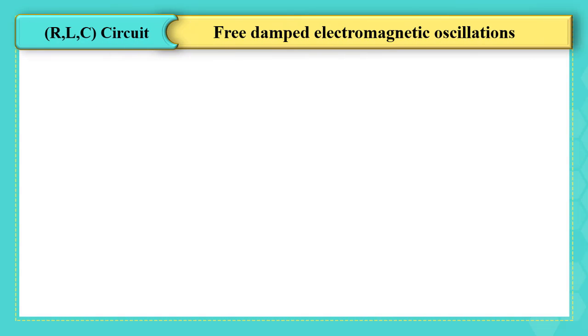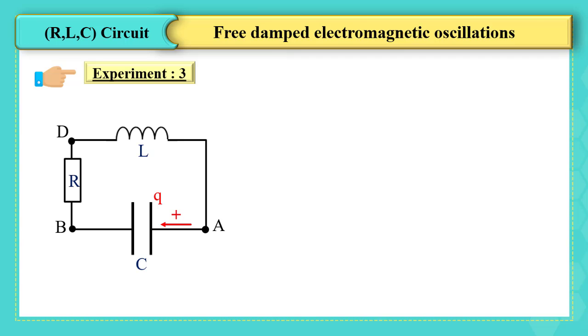We have the knowledge that for a damped oscillation, there would be a resistive force. In electricity, we add a resistor to the circuit, and we call it an RLC circuit. We performed an experiment where we connected a capacitor of capacitance C, which has a charge Q, in series with a purely inductive coil of inductance L and a resistor of resistance R.